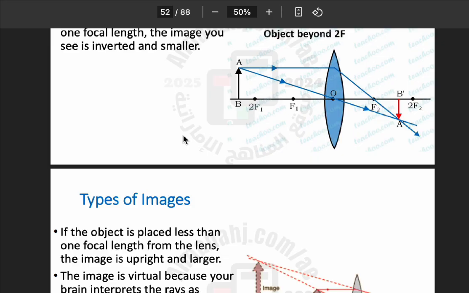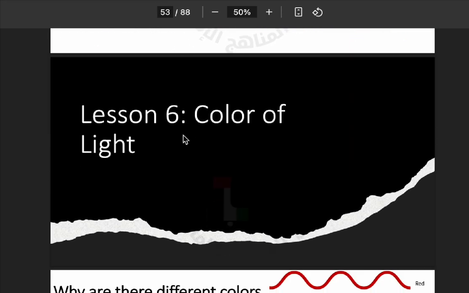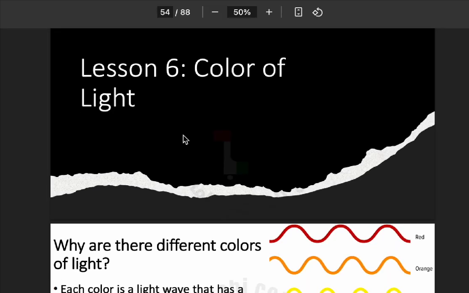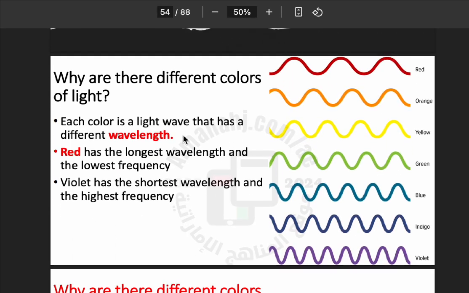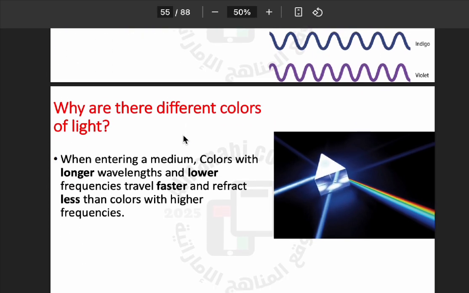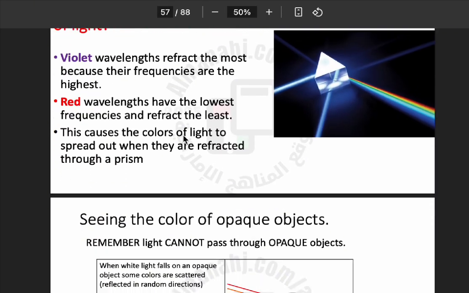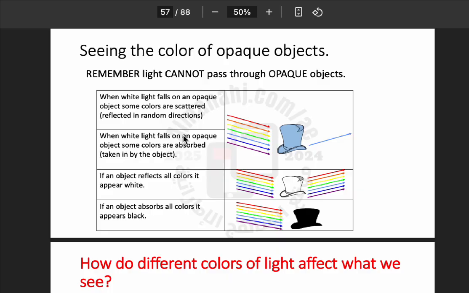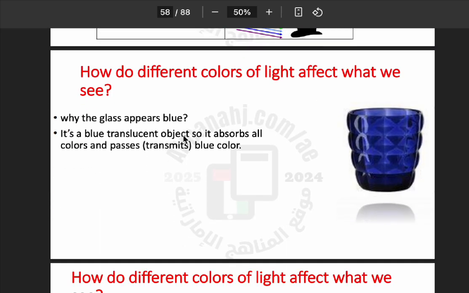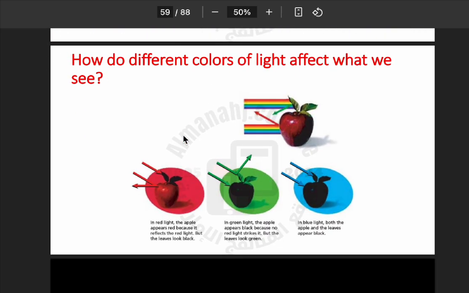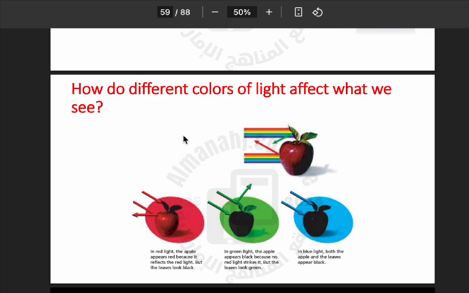Lesson 6. Color of light. Different colors of light have different wavelengths and frequencies. Red has the longest wavelength, and violet has the shortest. Light refracts differently depending on color. We also explored how opaque objects reflect or absorb certain colors, and how this affects what we see.